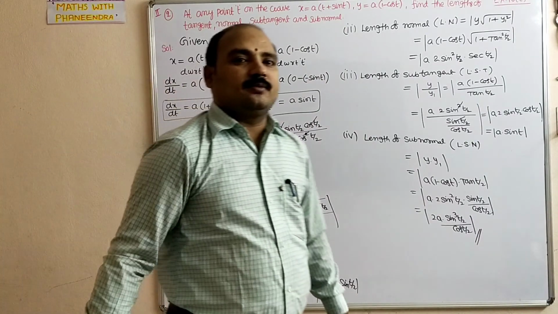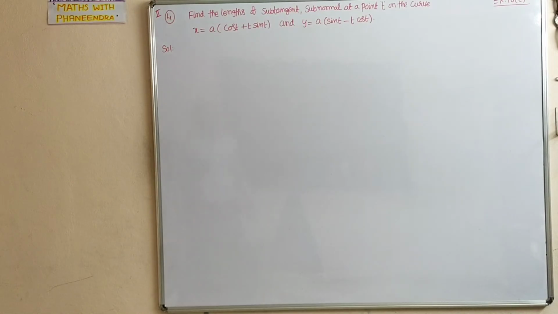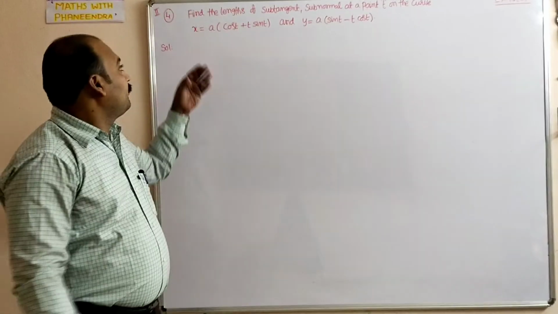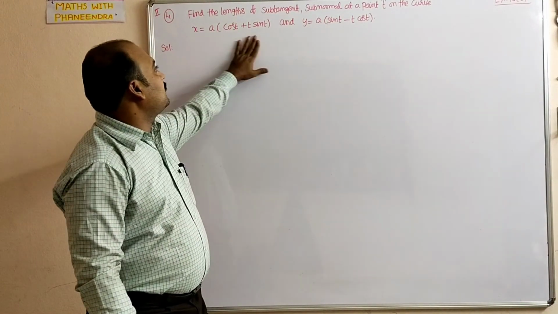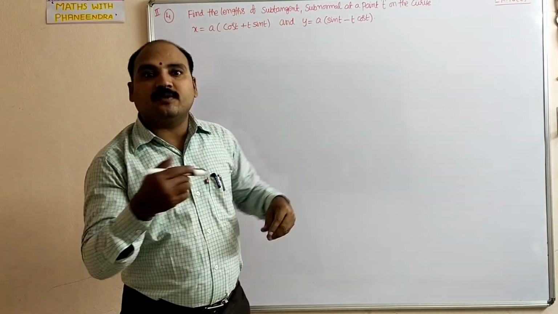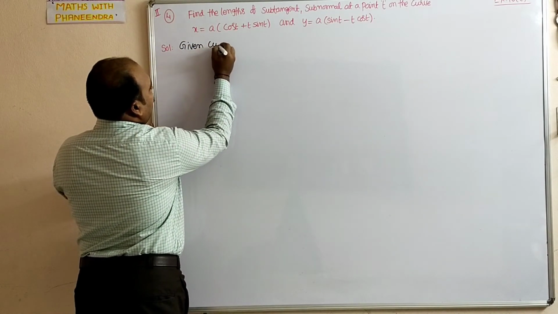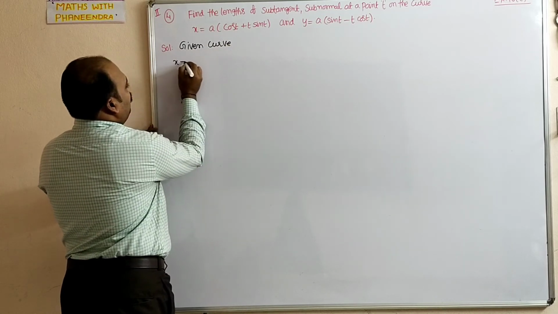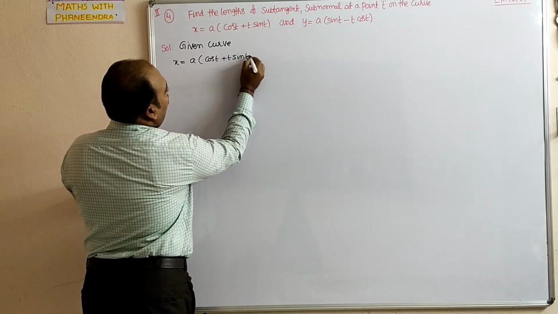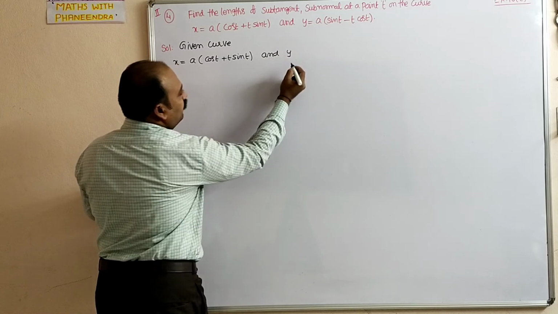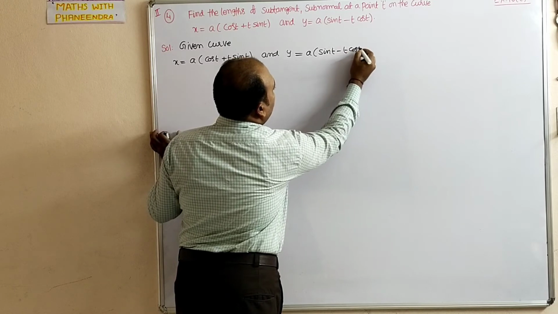We'll move to the next question. Find the lengths of subtangent and subnormal at a point t on the curve x is equal to, y is equal to. X and y are given in terms of t. So first, the given curve is x is equal to a into cos t plus t sin t, and y equal to a into sin t minus t cos t.